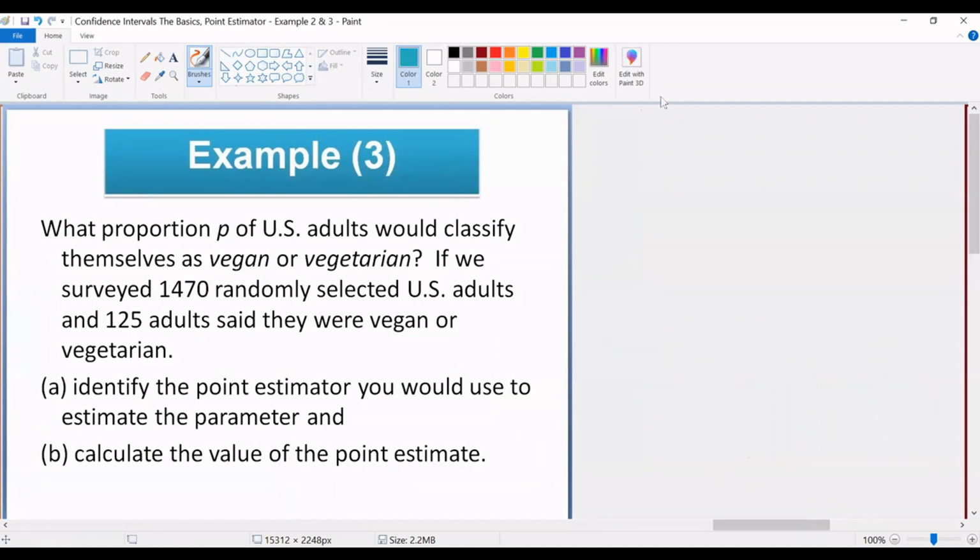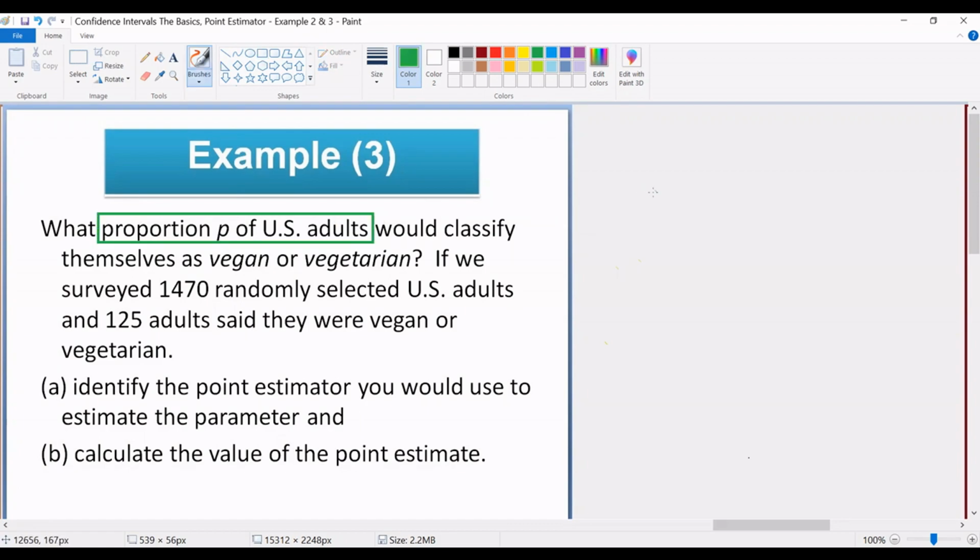Moving on to example 3. Example 3. What proportion P of US adults would classify themselves as vegan or vegetarian? If we survey 1,400 randomly selected US adults and 125 adults said they were vegan or vegetarian. A. Identify the point estimator you would use to estimate the parameter, and B. Calculate the point estimator. So here in this problem, we're looking at the proportion P of US adults.